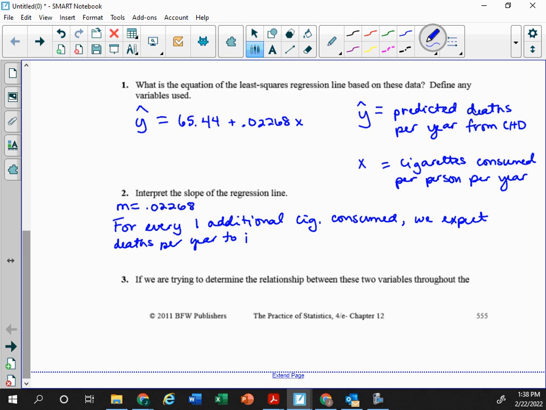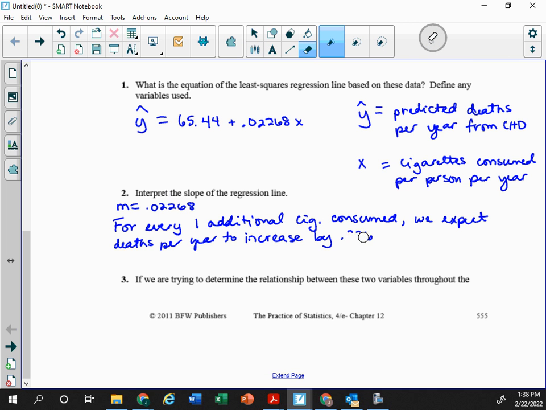to increase by that 0.02268, sorry. And you might have included something about deaths from CHD, or, you know, you can always include more information in your description there. So far, so good.